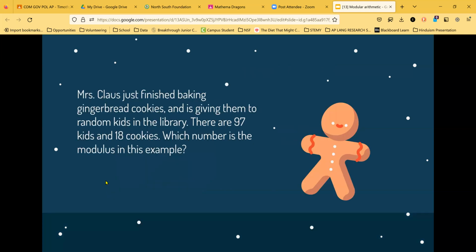So Mrs. Claus just finished baking gingerbread cookies and is giving them to random kids in the library. There are 97 kids and 18 cookies. Which number is the modulus in this example?